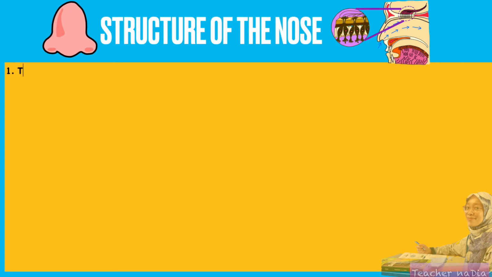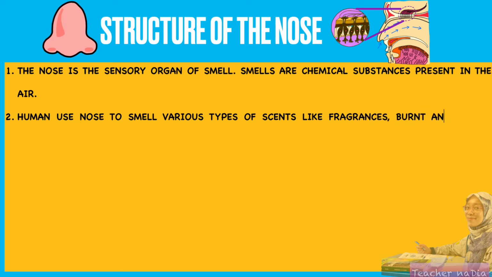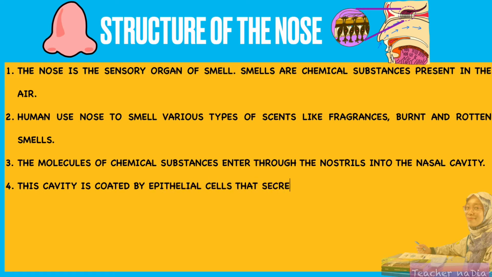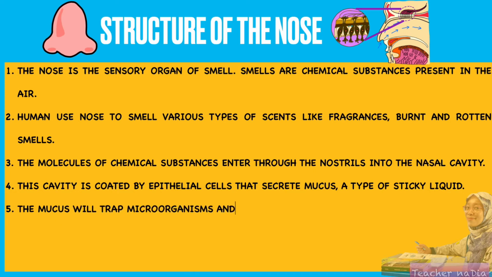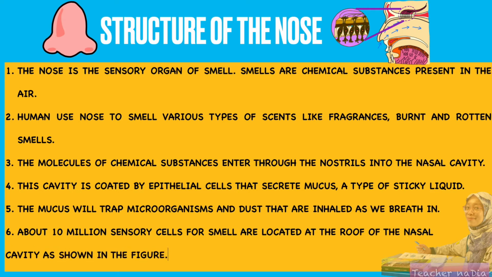Structure of the nose. The nose is the sensory organ of smell. Smells are chemical substances present in the air. Humans use the nose to smell various types of scents like fragrances, burnt and rotten smells. The molecules of chemical substances enter through the nostrils into the nasal cavity. This cavity is coated by epithelial cells that secrete mucus, a type of sticky liquid. The mucus will trap microorganisms and dust that are inhaled as we breathe in. About 10 million sensory cells for smell are located at the roof of the nasal cavity as shown in the figure.